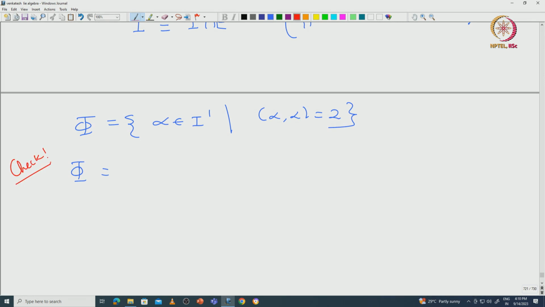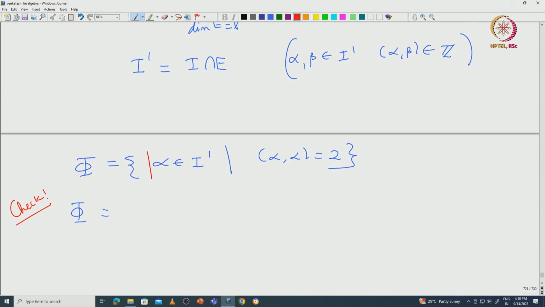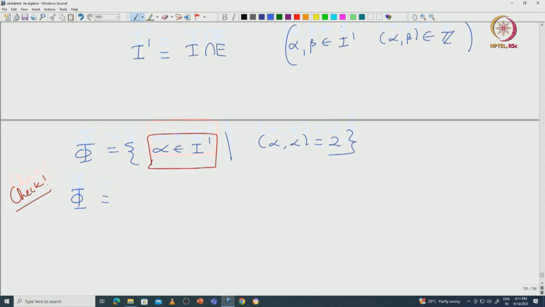easily, not a problem, because we have taken elements from the lattice, and these elements have very specific length. You can see that this phi lies inside a compact subset of this capital E. Okay. And since you are intersecting that compact set with this lattice, phi must be finite. So, that is obvious, and it is not hard to check. These are the only elements that lie here.